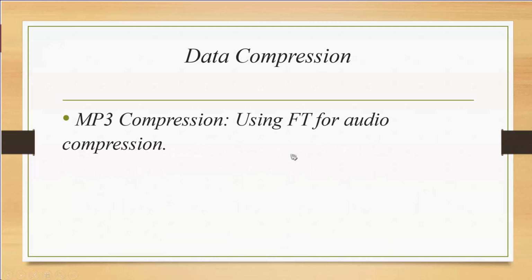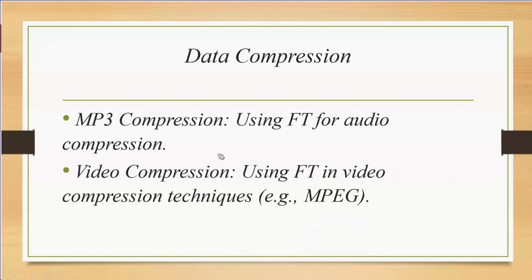So data compression, for example, MP3 compression, we use Fourier transform for audio compression. The same thing with video compression. For example, MPEG. So for you to produce an MPEG, then you need to do a Fourier transform. So all of these are incorporated within those softwares that do actually this work. So those softwares are working with the knowledge of Fourier transform in their background.